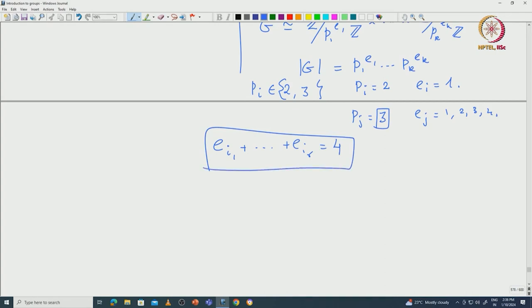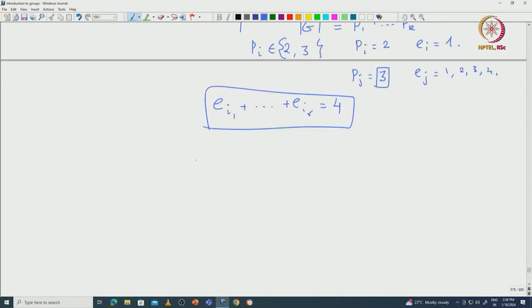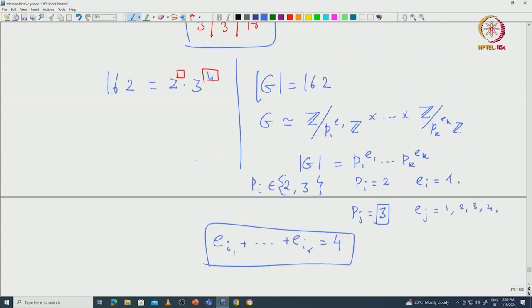And since this p1^e1, etc., pk^ek are all uniquely determined by capital G, if you are interested in counting the number of non-isomorphic finite abelian groups of order 162, then that must be exactly equal to partition of 1 times partition of 4. So the number of abelian groups of order 162 should be the product, partition of 1 times partition of 4.